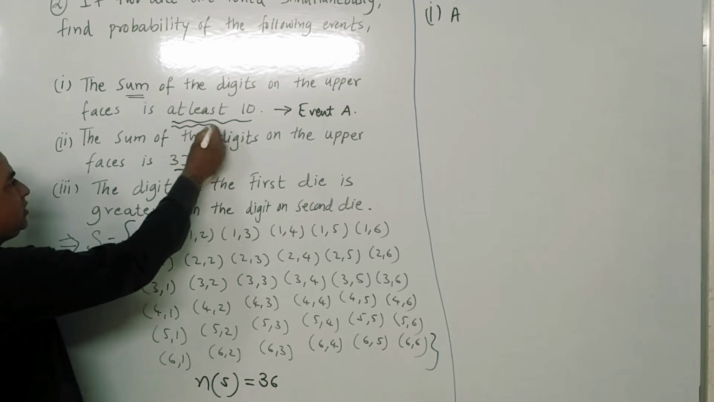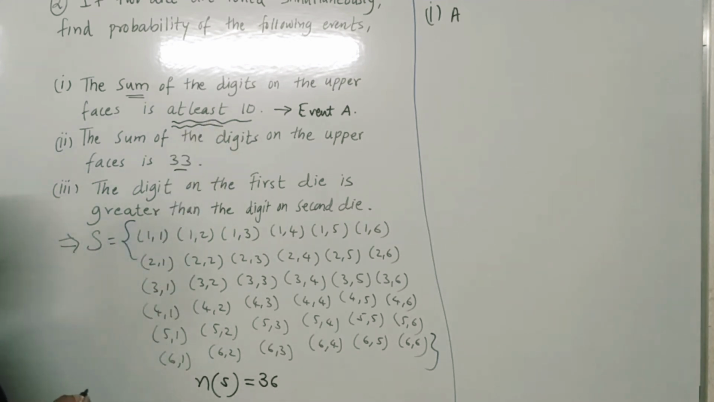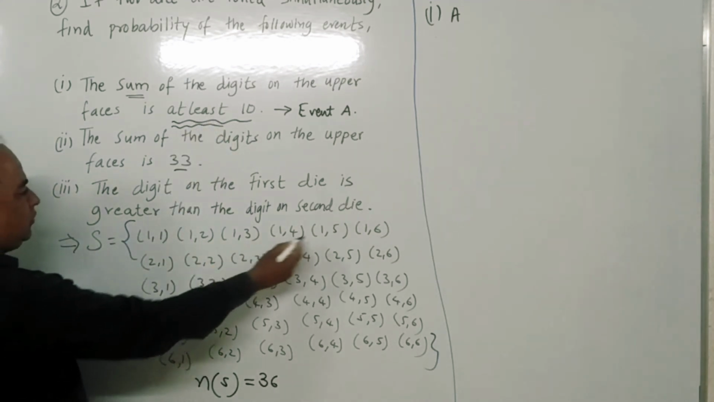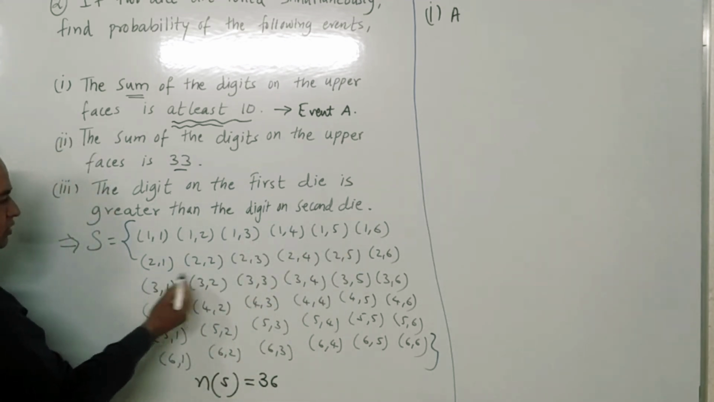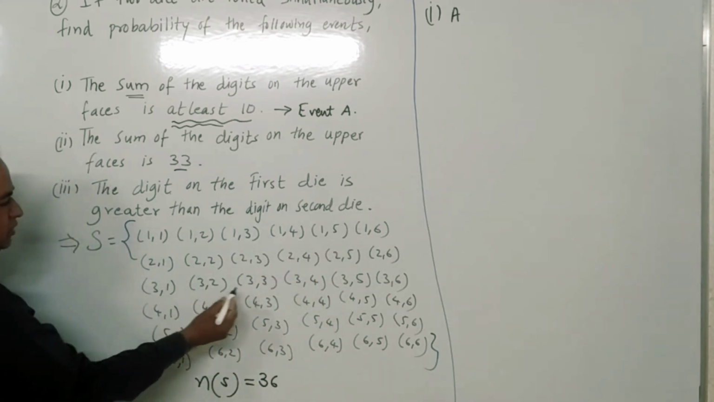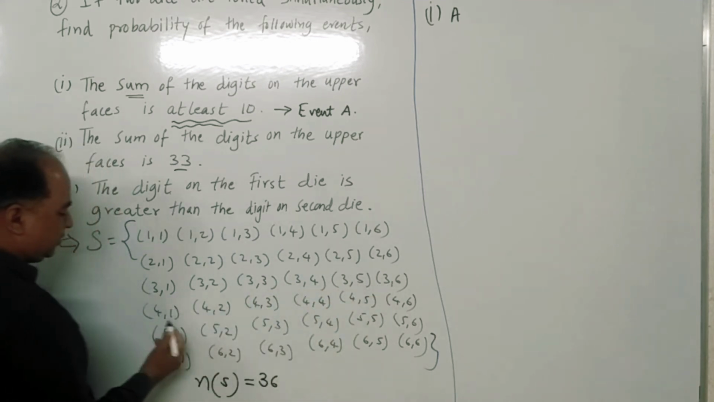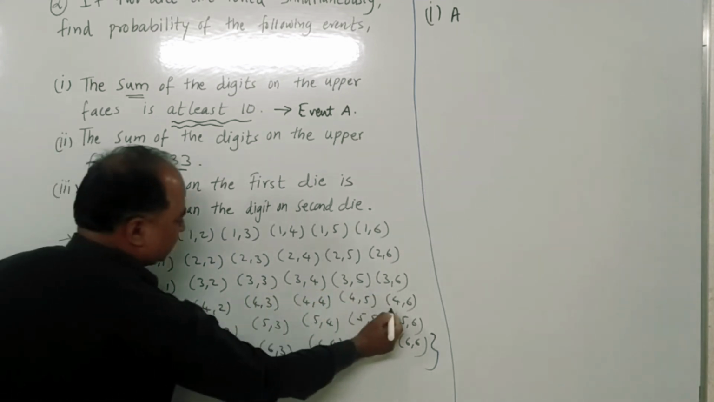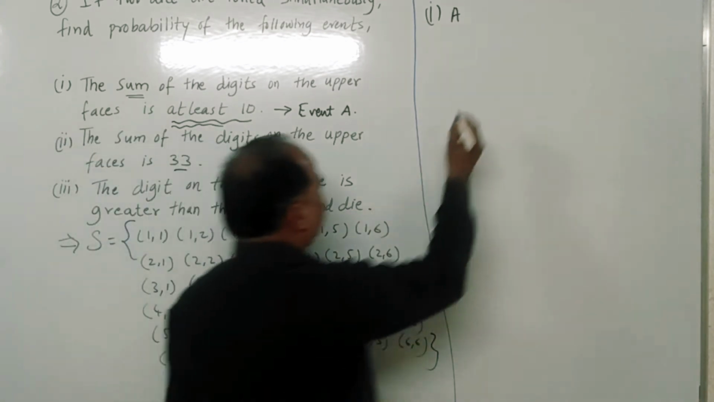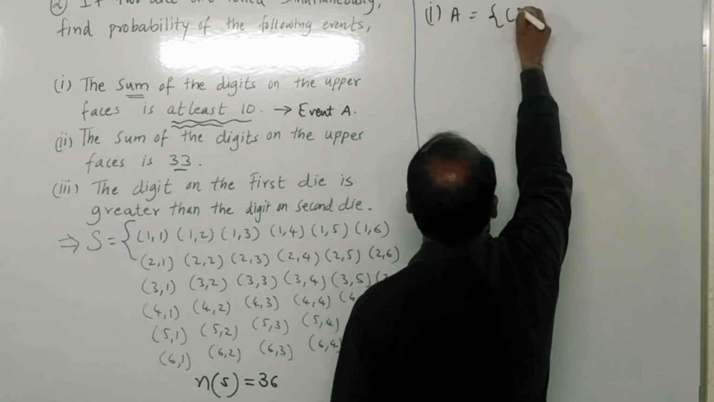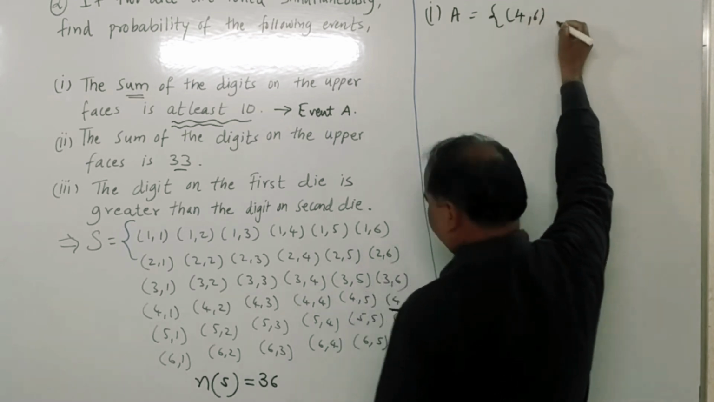At least means 10 or more than 10. So from the first row, 1 plus 6 is 7, so not there. Second row also not there. Third row, 3 plus 6 is 9. Then first is 4 plus 6. So 4 and 6, whose sum is 10.